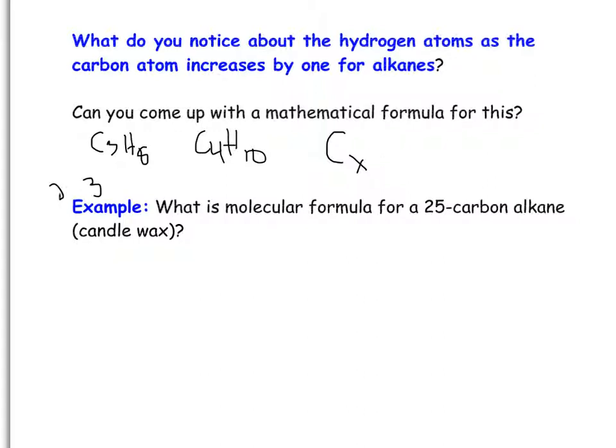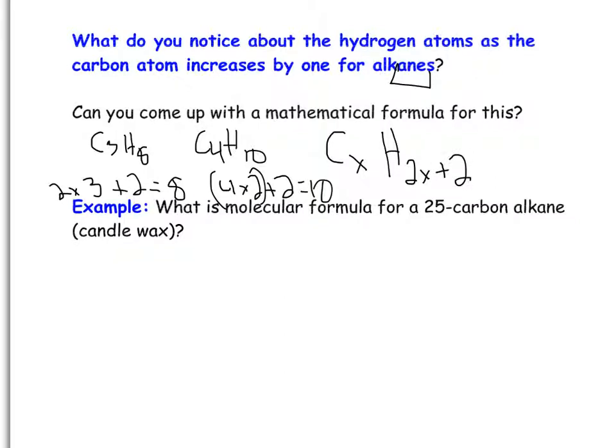So if we take 2 times 3 plus 2 more, that gives us our 8 hydrogens. Or if we look at butane, we had 4 carbons, we multiply that by 2, and we add 2, and that gives us our 10 hydrogens. So the formula for this, and this only applies to alkanes, this does not work for alkenes or alkynes, is CxH2x+2.